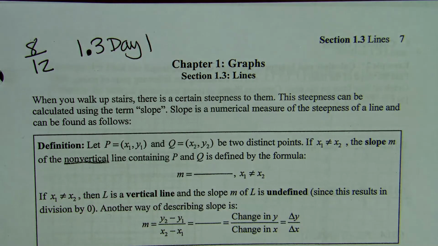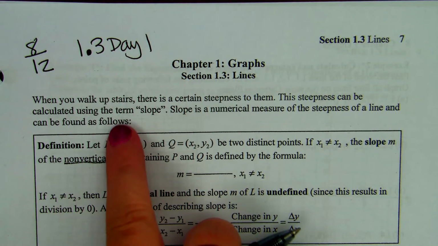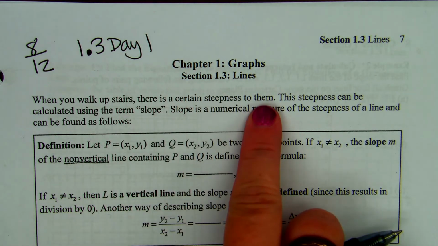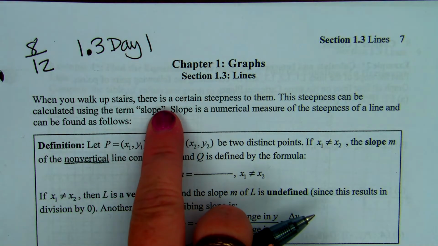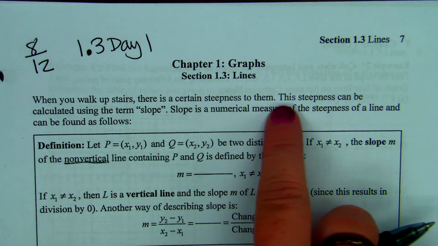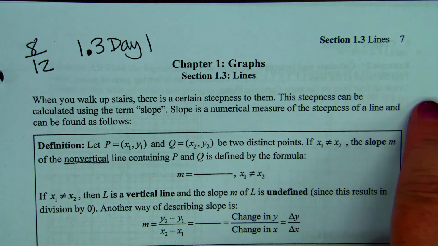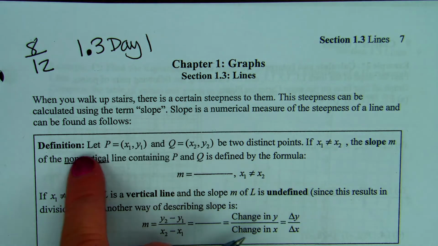Section 1.3J1. When you walk upstairs, there's a certain steepness to them. The steepness can be calculated by using the term slope. Slope is a numerical measure of the steepness of a line and can be found as follows. Here's the definition.